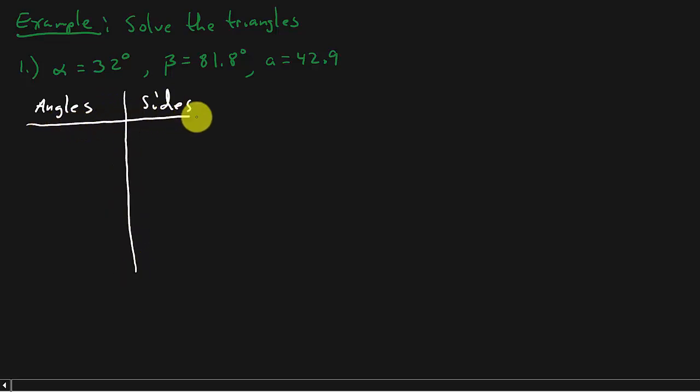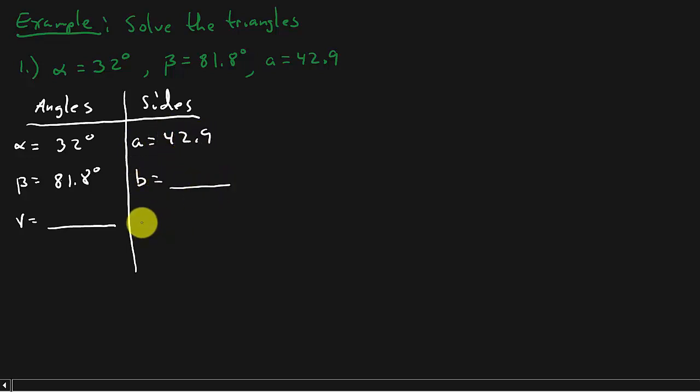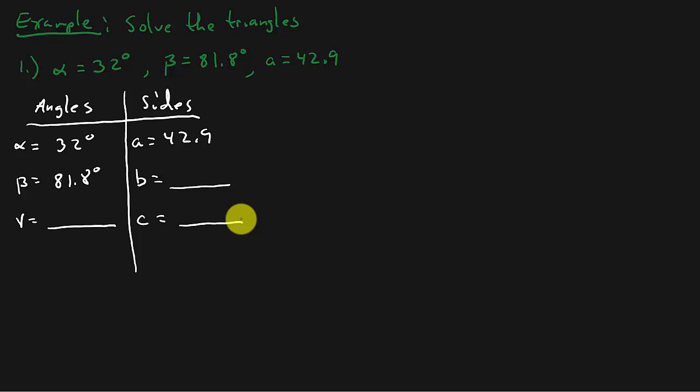Angles and sides. And so I've got alpha is 32 degrees. Beta is 81.8 degrees. Gamma, we don't know. A is 42.9. B, we don't know that. And C, we don't know that. All right. So there you go. If you draw this table out on all of them, it tells you how to solve it.